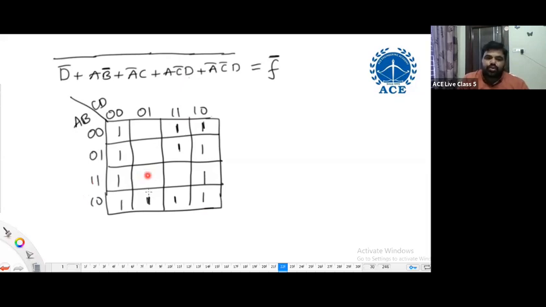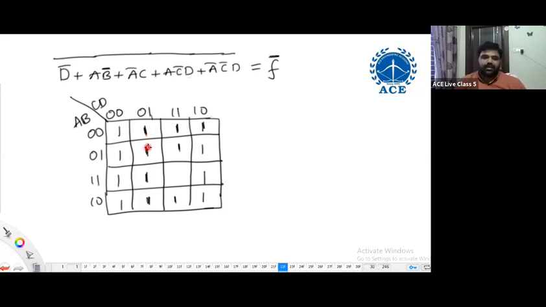That means these two. This is the A C bar D. Check it correctly. A is 1, CD is 0, 1. That means these two. That means here it must be minterm, because according to the fourth term, A C bar D, these two must be minterm. Next, A bar C bar D. That means these two must be minterm.